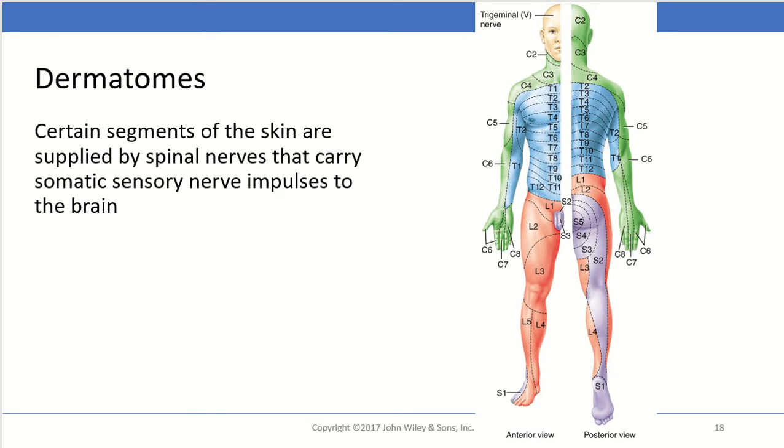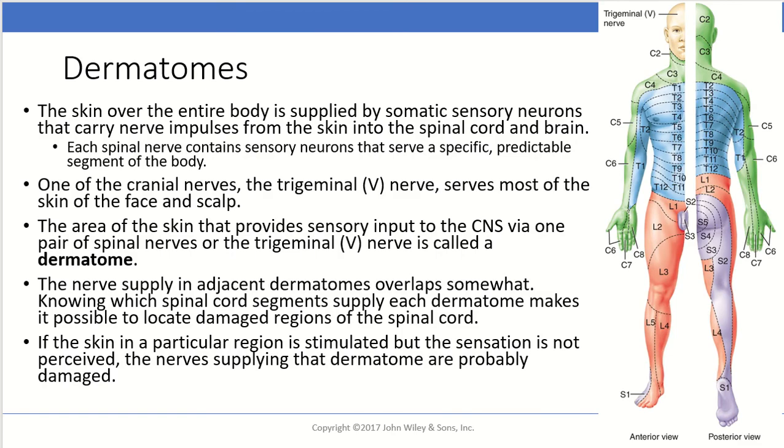So that brings us then to dermatomes. These are certain segments of skin that are going to be supplied by spinal nerves that carry somatic sensory nerve impulses to the brain. For these dermatomes, the skin over the entire body is going to be supplied by somatic sensory neurons, and these are going to carry nerve impulses from the skin into the spinal cord and the brain. So each spinal nerve is going to contain sensory neurons that serve a specific and predictable segment of the body.